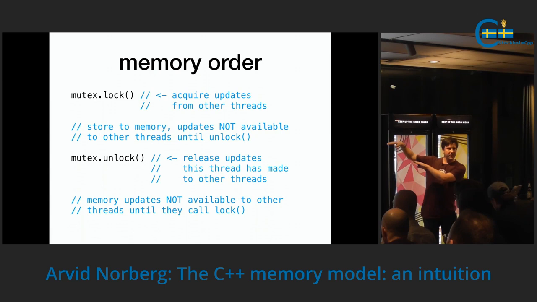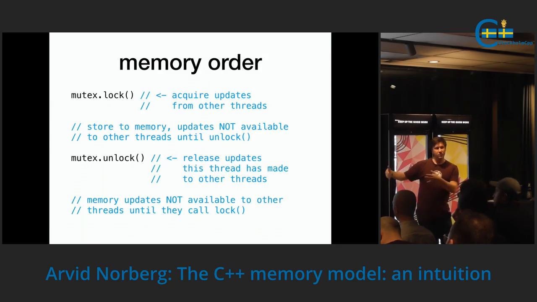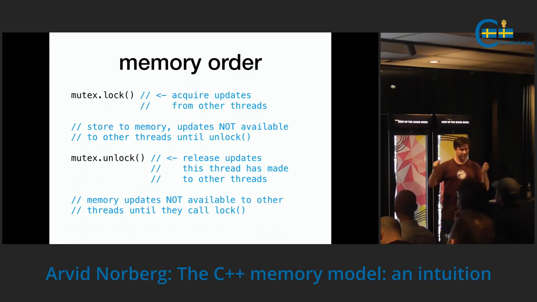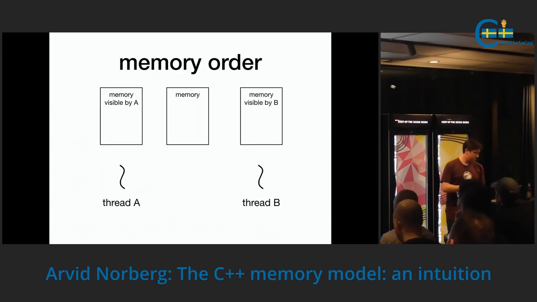While you are in between, before you publish your changes, they will not be visible or may not be visible to other threads, but there will also probably be data races if other threads tried to look at them. Also important, after you publish them, they don't automatically become visible to other threads. The other threads have to acquire them for them to become visible. So there's this pair: one thread releases, the other one acquires, and then you have communicated the memory.